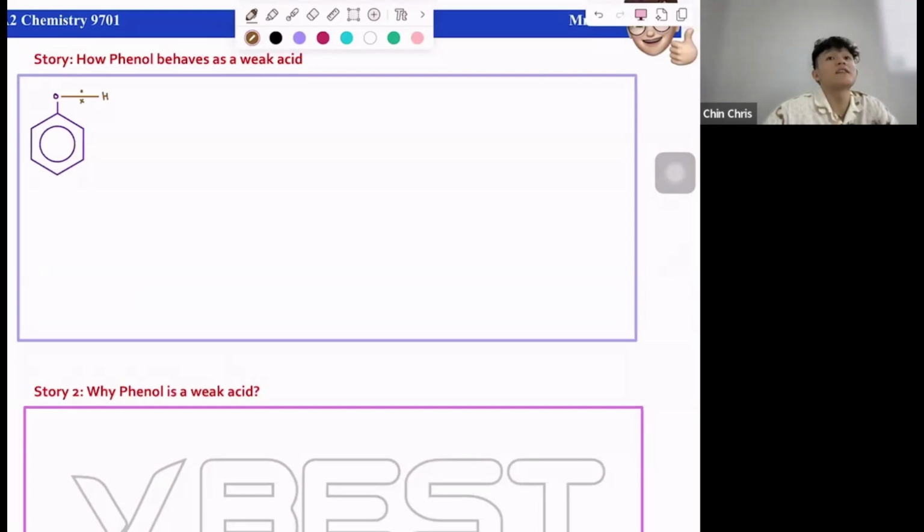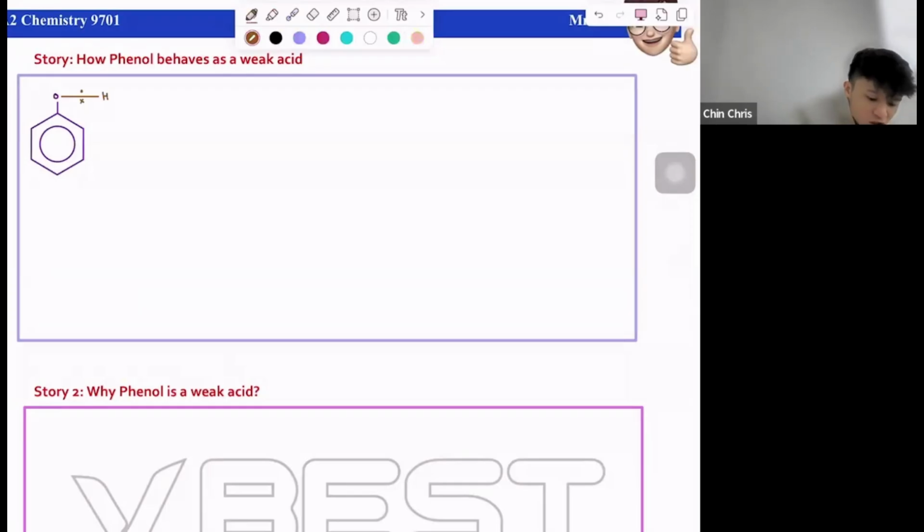Guys, what is the definition of an acid? It's a proton donor that dissociates in water to produce H plus, which means an acid is always a proton donor. Remember, an acid will always give out a H plus. So guys, how does phenol give out a H plus? Okay, so just imagine that.